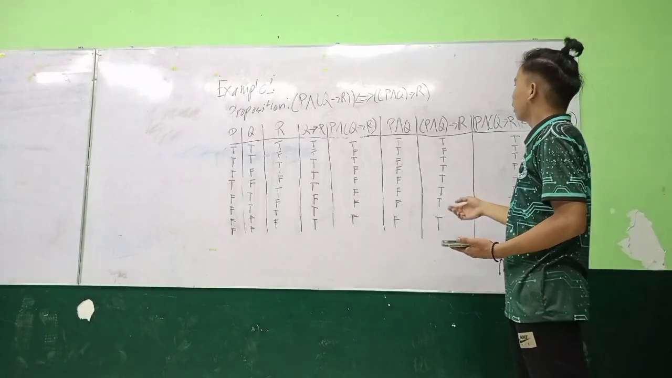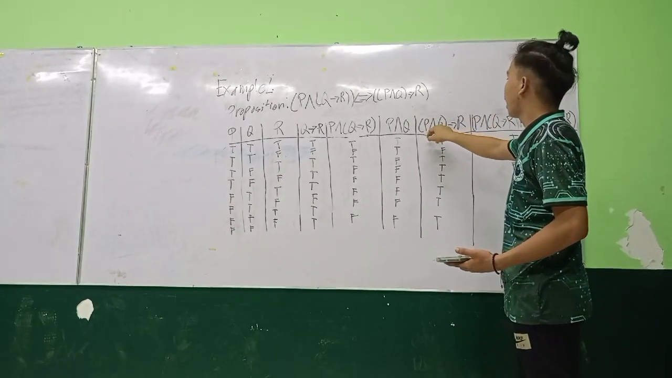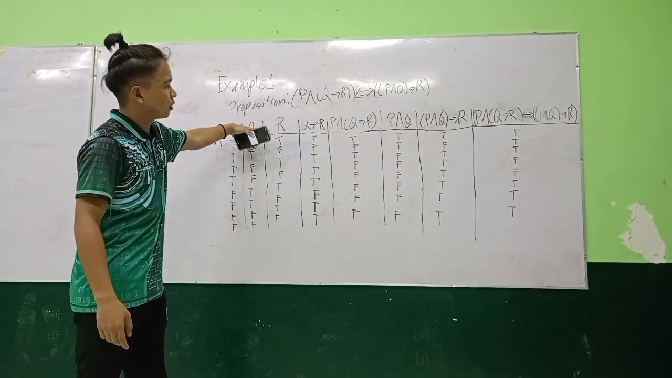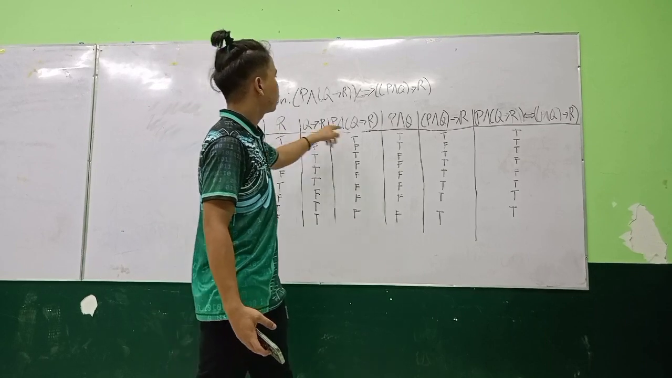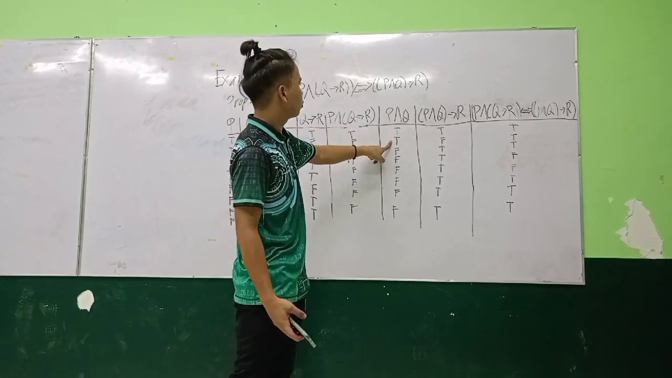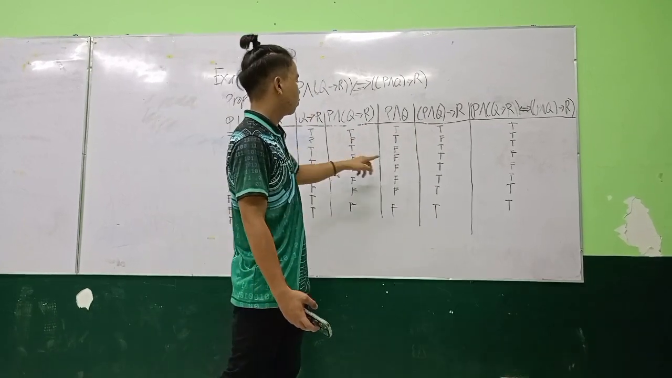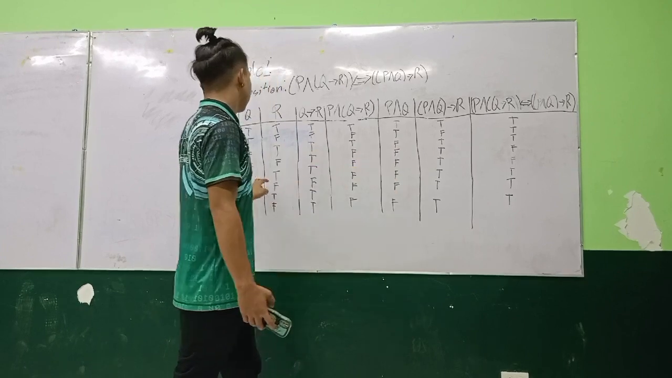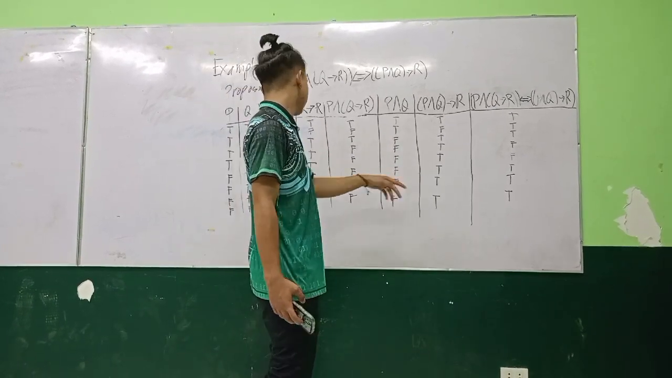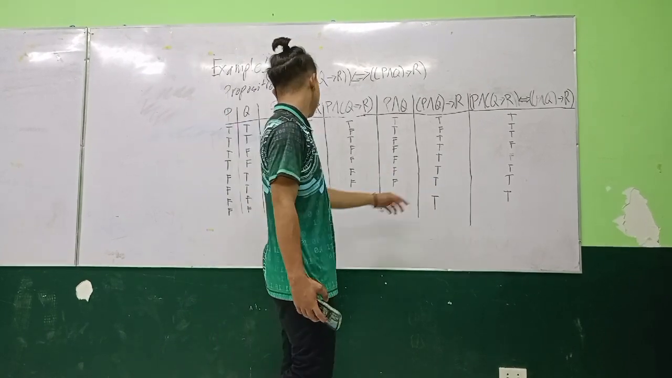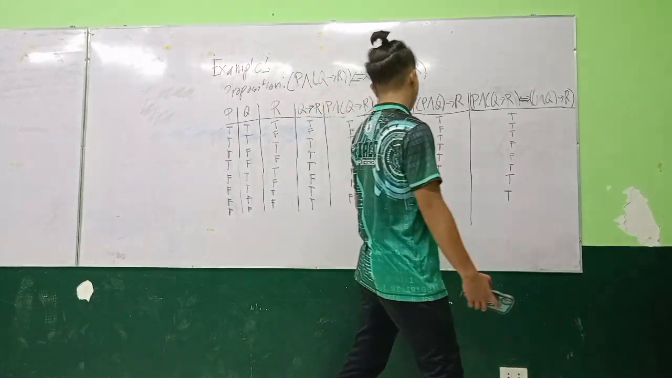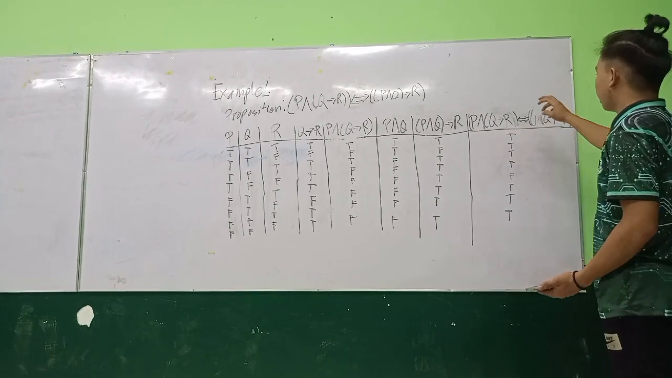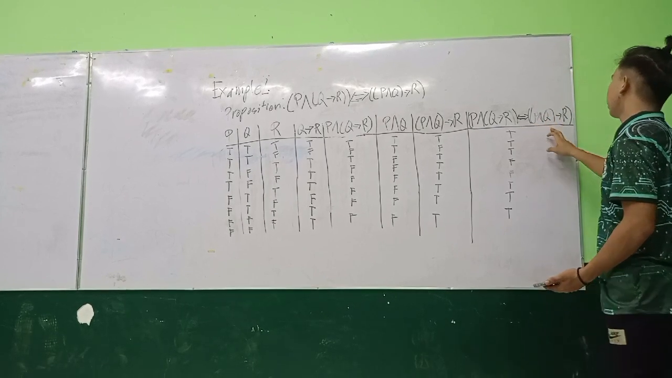Then here in P and Q implies R. True, so true. False, true, so false. True, false, so true. False, true. True, false, true. Then false, true. True, false, true. Then false, true. Here in P and Q implies R if and only if P and Q implies R.